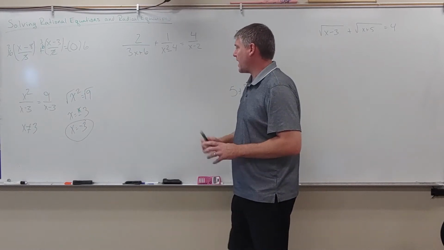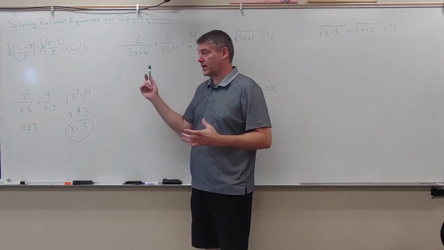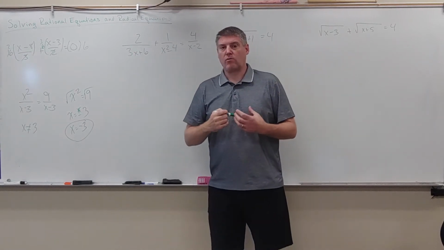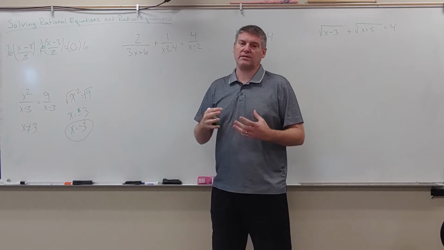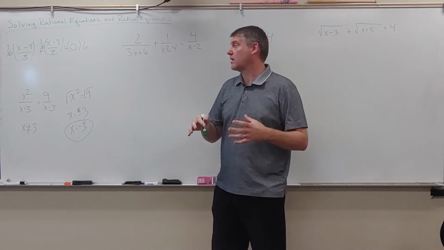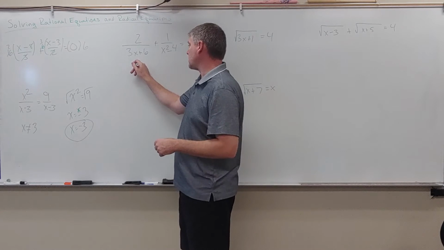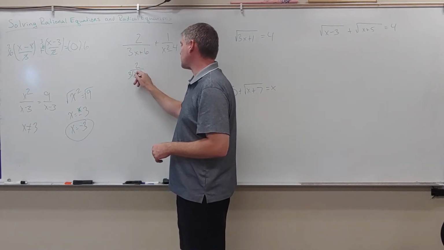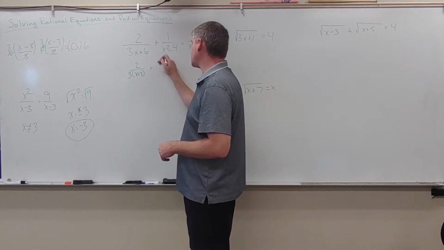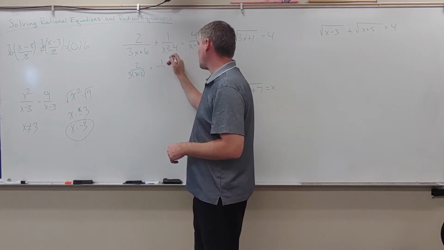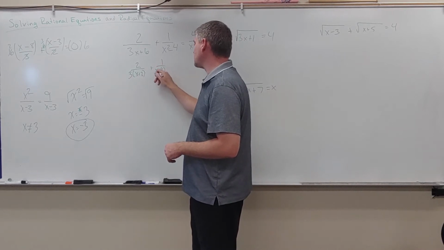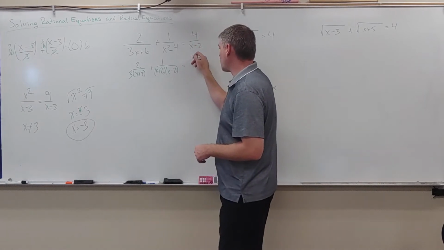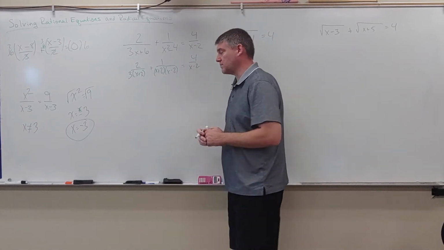So our last rational one here is where we have multiple different denominators. When I start this, what I want to do is factor everything. So up here I have 2 over, I'm going to factor out a 3 here, 3x plus 2, plus, now I'm going to factor x squared minus 4, which is x plus 2, x minus 2, equals 4 over x minus 2. That's already factored.